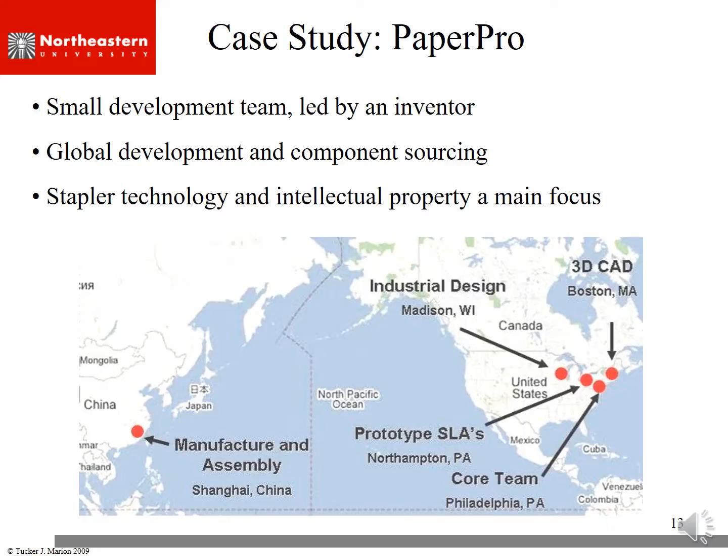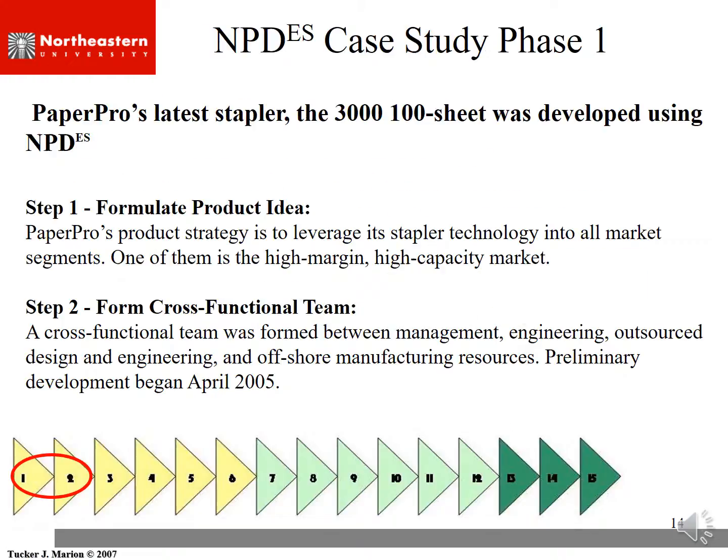But in the past, it was linear, and they were looking for a 100-sheet stapler. So they knew what the problem was. They needed a solid stapler that fit their brand personality, and so they wanted to develop this 100 sheets.